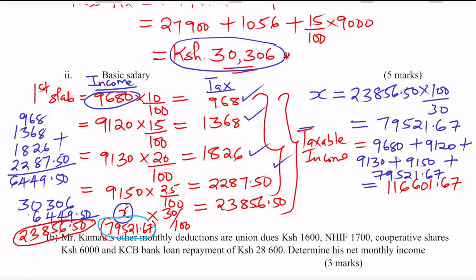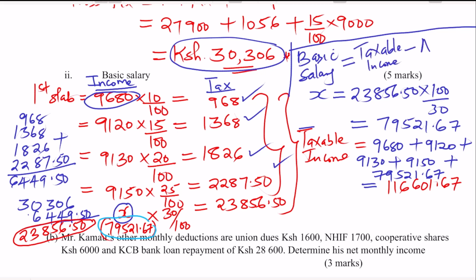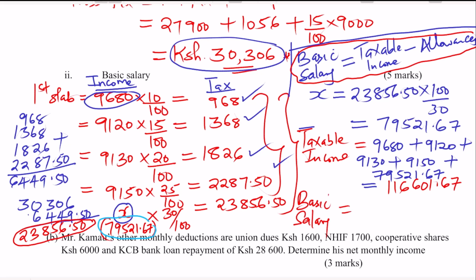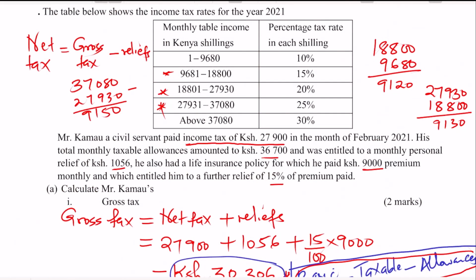Now from the taxable income, or what we call the gross income, we can now get the basic salary. Because how do you get the basic salary? I will indicate it here. Basic salary is given by taking the taxable income less all the taxable allowances. So now we have the taxable income. So for the basic salary, we are going to take what we have here, 116,601.67. Then we less all the allowances, and the allowances were given, they amount to 36,700 from the question.